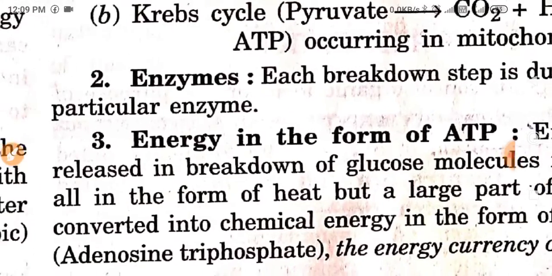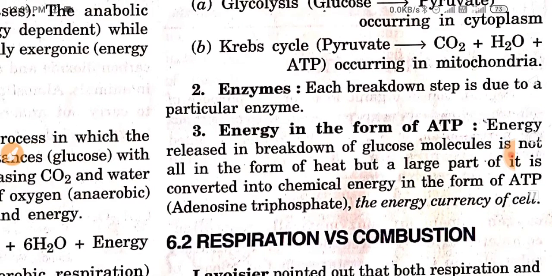Now we talk about the enzymes. Each breakdown step is due to a particular enzyme. Energy in the form of ATP: the energy released in breaking down glucose molecules is not all in the form of heat, but a large part of it is converted into chemical energy in the form of ATP, adenosine triphosphate, the energy currency of the cell. So this ATP is the main molecule which provides us energy. That's why it is called the energy currency of the cell.